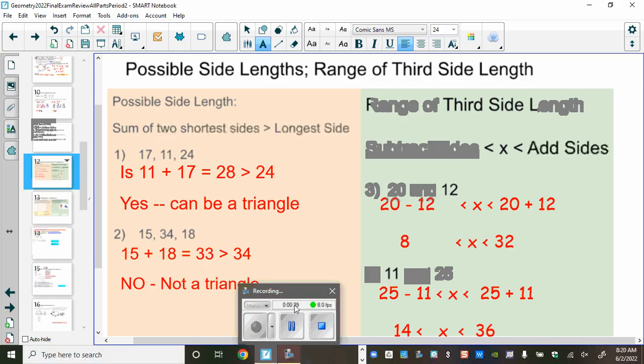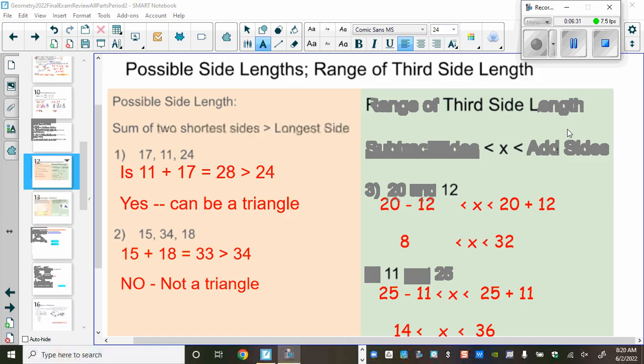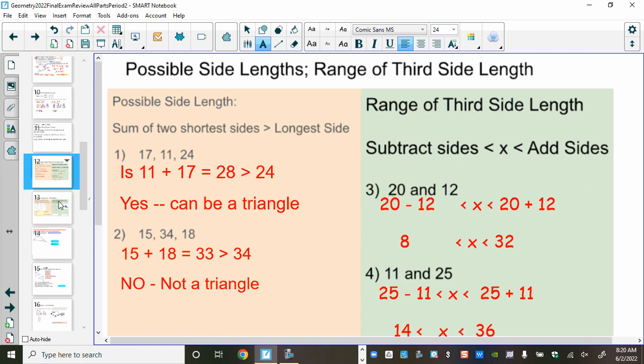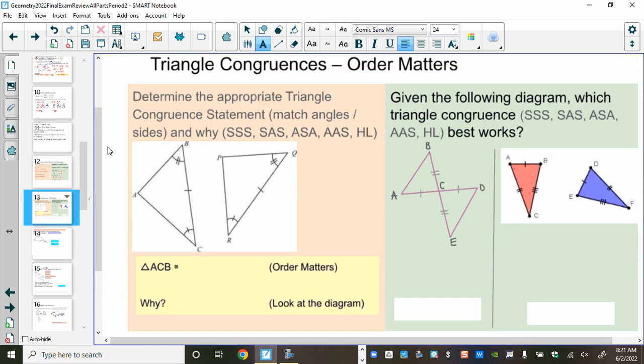Okay, here we go. Good, everybody? All right, now, some of you haven't done it in a while. Triangle congruences. Your order matters. Order's going to matter for these types of problems, the order of the letters.